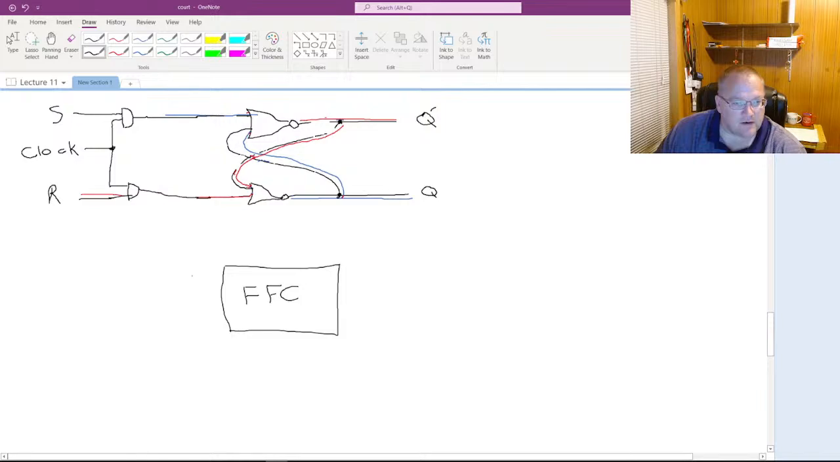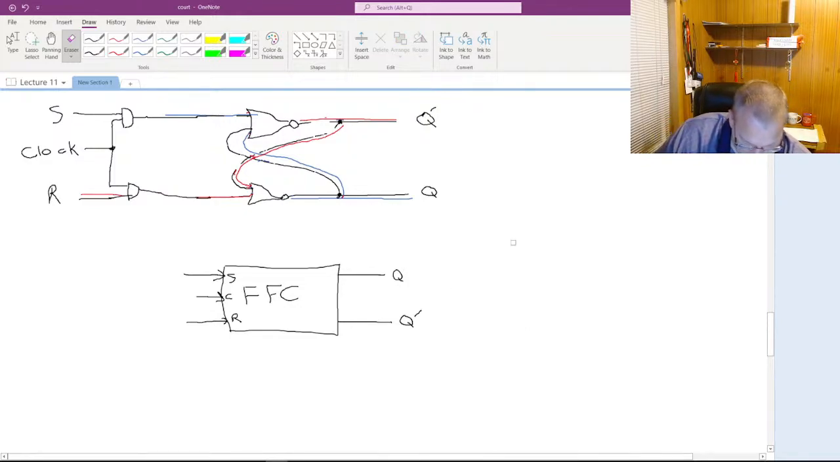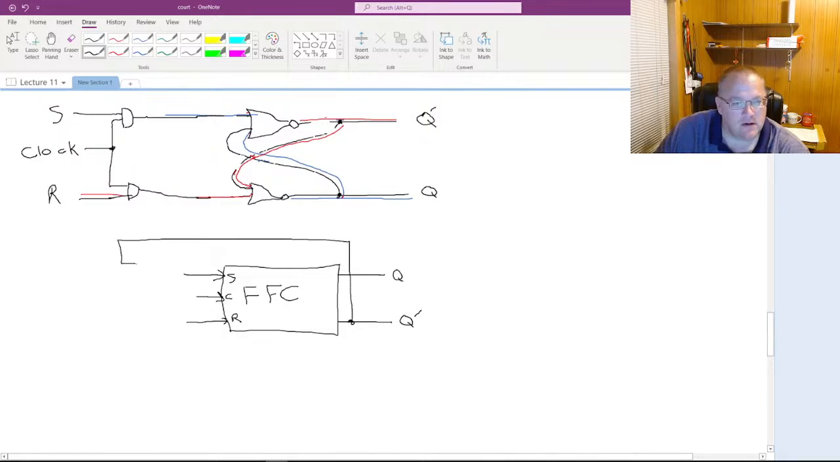Okay, so let's think in here. We have an S coming in and an R coming in, and then a clock coming in. And going out, we have a Q prime and a Q. Actually, I'm going to put the prime on the bottom. So it basically switches around a little bit how it works. I'm going to call it a JK.